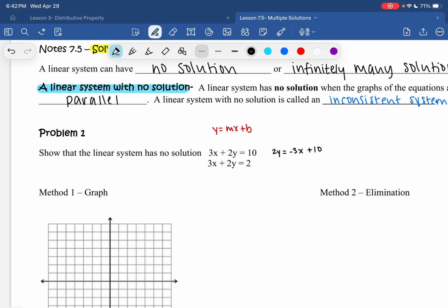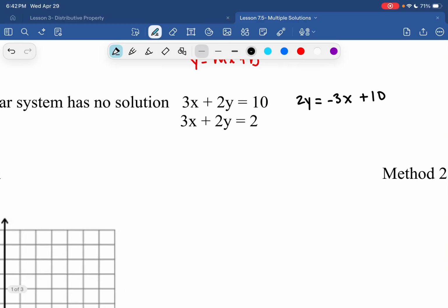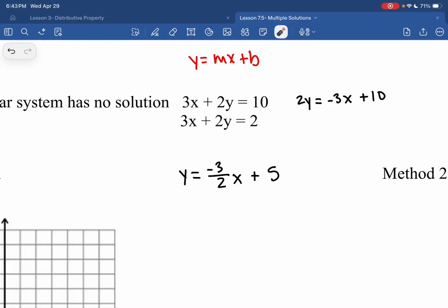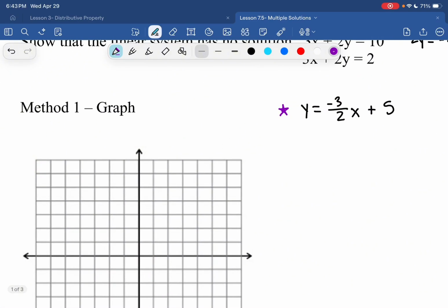When we do that, our new equation is going to be y equals negative 3 over 2x plus 5. Now, we can totally graph this line. I'll do the first equation in purple. So I see that my y-intercept is 5. So I'm going to go up 1, 2, 3, 4, 5 on the y-axis.